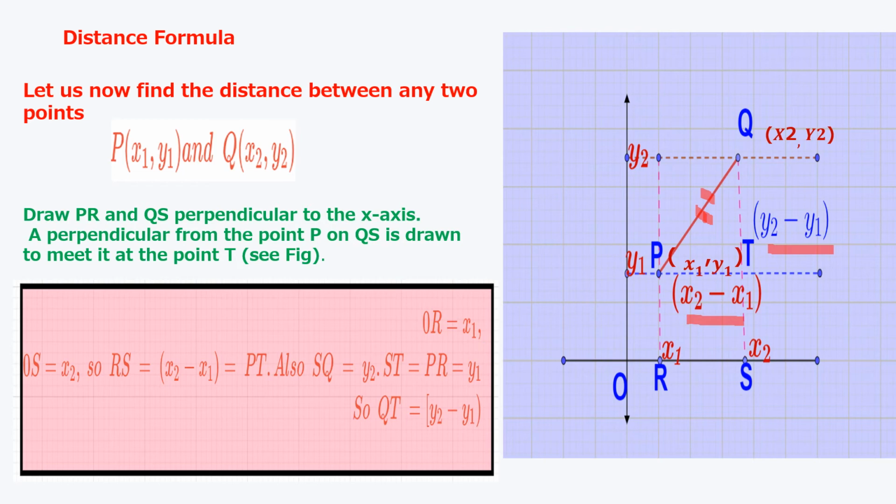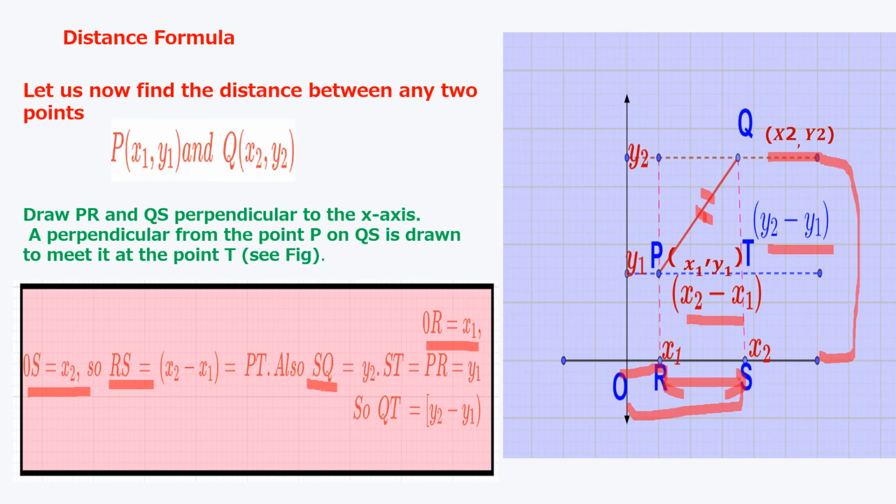Here I have shown you the distances: OR is equal to x1, this distance, and OS is equal to x2, this distance. RS is x2 minus x1, which I already told you. This is the horizontal distance from R to S, and RS is parallel to PT. Therefore, PT will also be x2 minus x1. Similarly, SQ is y2. SQ means this one. I showed you just now, and I have mentioned it over here.